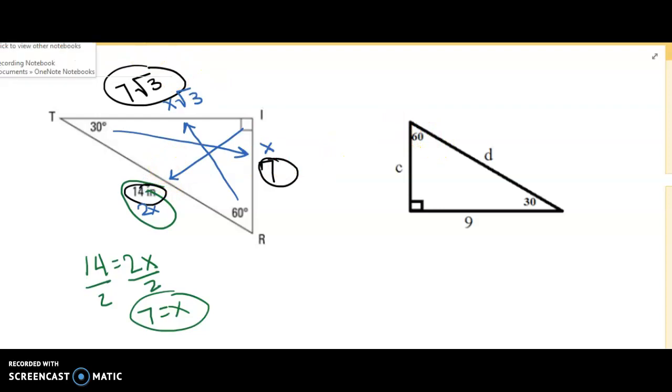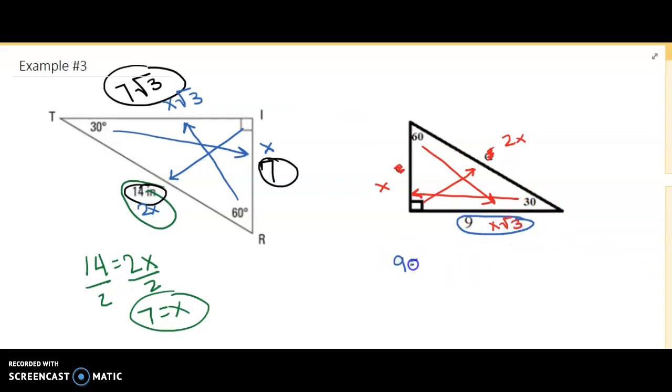Over here we're going to do the same thing. First I'm going to remove those markings because they confuse me sometimes. Opposite of 30 is going to be x. Opposite of 60 is going to be x square root of 3. Opposite of 90 is going to be 2x. To solve for x, I have to say that 9 is equal to x square root of 3. Divide by square root of 3 on both sides, those go away, and I get that x equals 9 over square root of 3. Well, I've got to simplify this, I can't have a square root in the denominator.